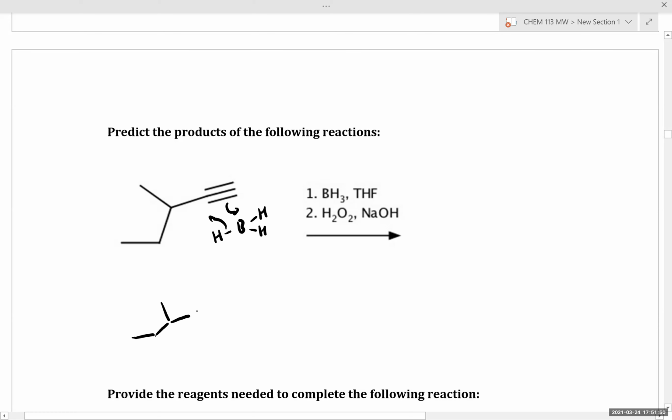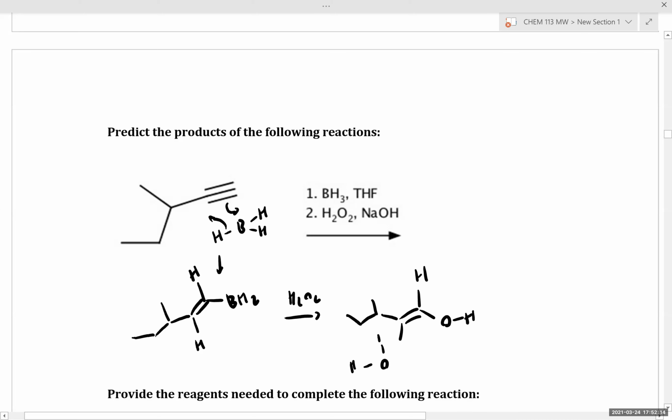From here, once we have our corresponding vinyl borane, it can be oxidized with hydrogen peroxide to yield the corresponding enol, which in turn can tautomerize to yield the corresponding ketone tautomer. In this case, rather than a ketone, we get an aldehyde.